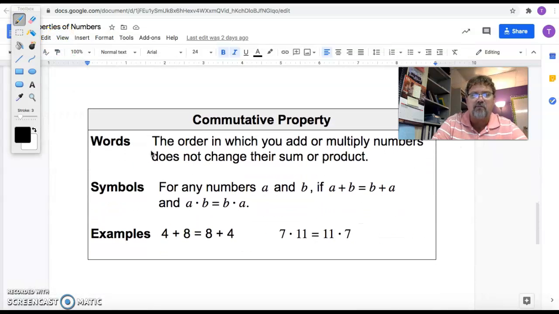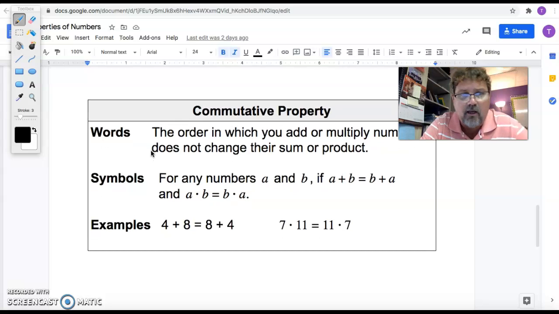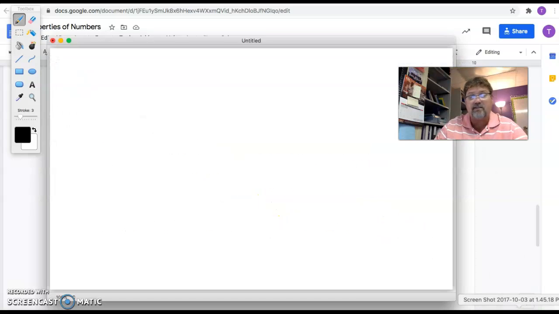They help us out. Commutative property. The order in which you add or multiply numbers does not change their sum or product. All right, so A plus B is equal to B plus A. You can move things around. Here's an example of this. A person says combine like terms.